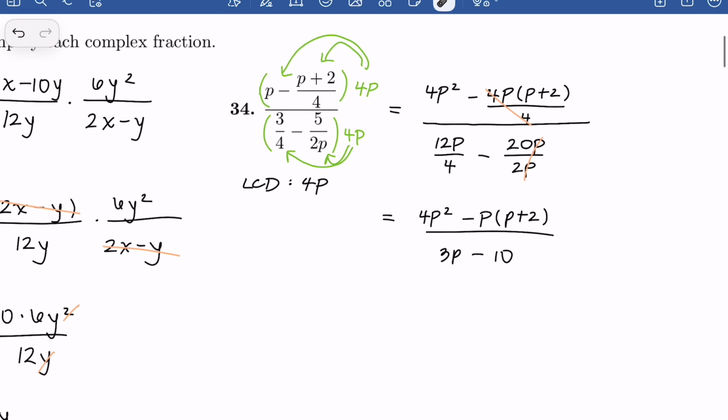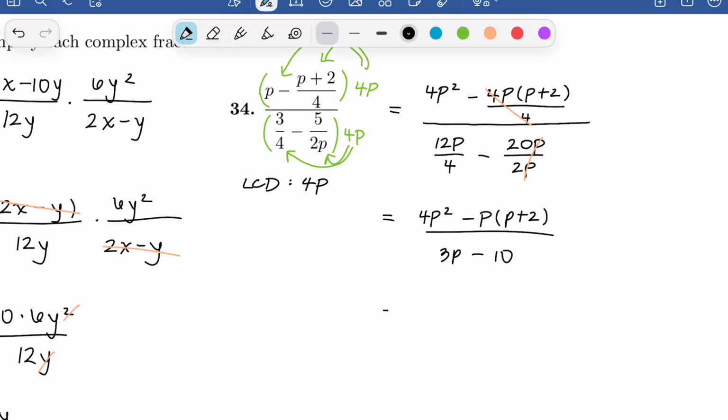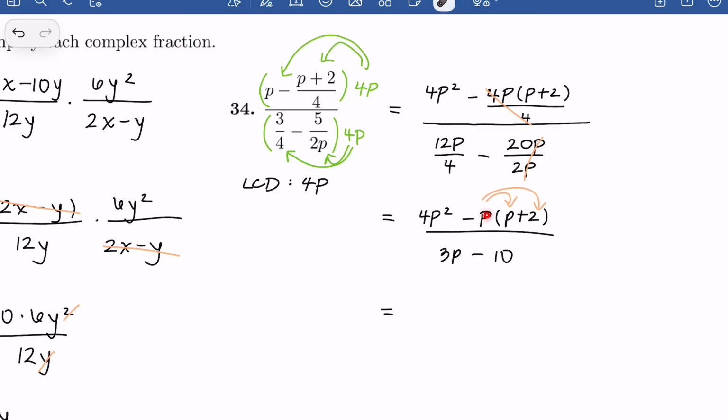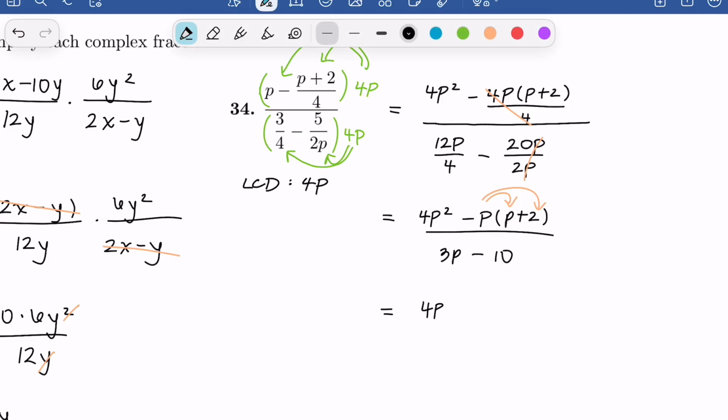Now we want to make sure our final answer is fully simplified and written in lowest terms. So let's go ahead and do that. We're going to distribute this negative p to both terms in our parentheses here to see if we can combine like terms or cancel or factor anything. We're going to get minus p squared minus 2p over 3p minus 10.